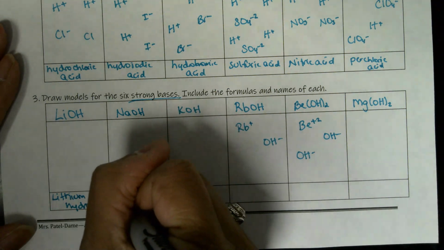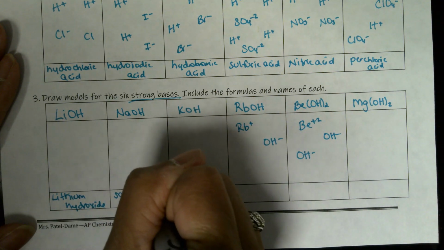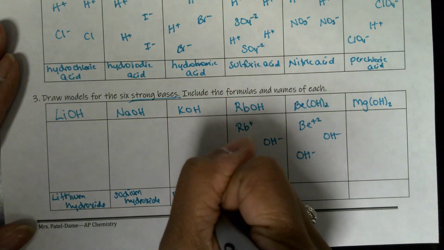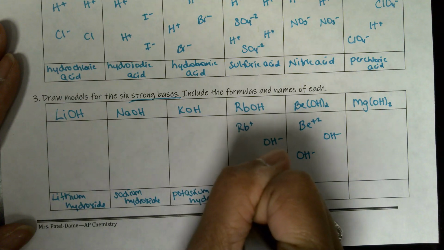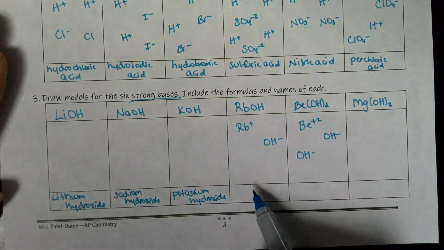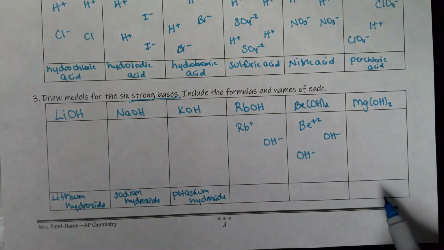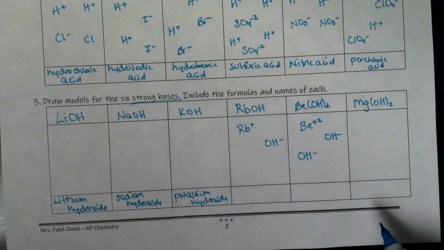We have sodium hydroxide. Potassium hydroxide. And then we've got rubidium hydroxide, beryllium hydroxide, and magnesium hydroxide. So I'll have you guys fill those in. This is also my test to see if you are paying attention to what I'm listening to as opposed to what I'm just writing.